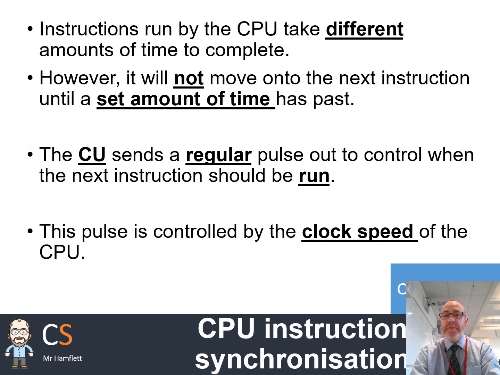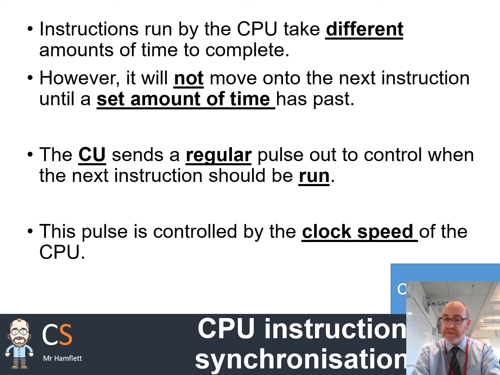So instructions run by the CPU can take different amounts of time. However, the CPU can't move on to the next instruction until a special signal is sent out, which is sent by the CU. Every set amount of time, the CU will send this pulse out to let the CPU know it can move on to the next instruction. This pulse is controlled by the clock speed of the CPU, which again is measured in hertz.